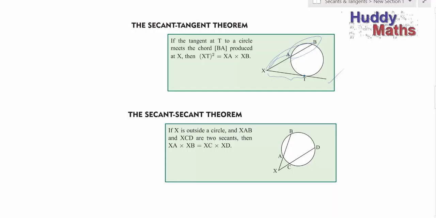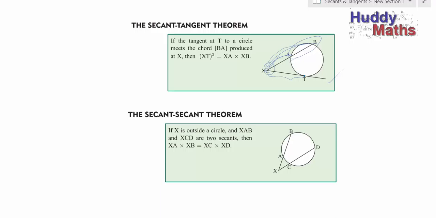Just watch that product though. It comes from the point of intersection of the tangent with the extension of the chord, and here it goes XA to the first point of the chord and times XB, and that equals XT squared. So it's another length result. And there's a square in there. Would Pythagoras have something to do with the proof there? Now, we're not going to prove this one right now. We're going to put that as part of an exercise for you later on.